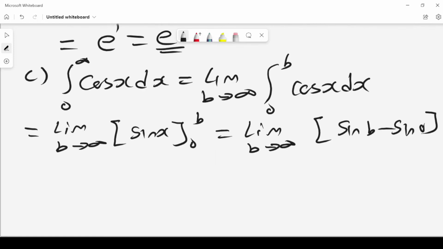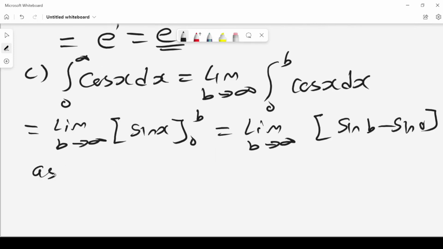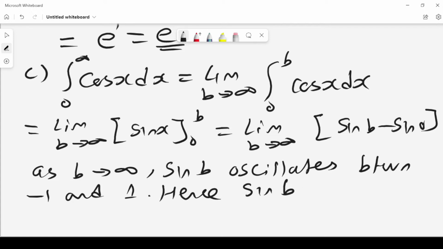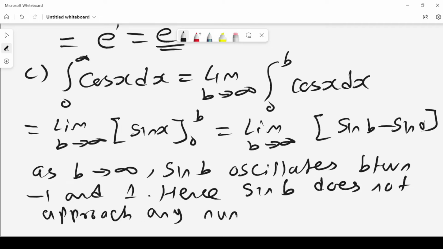And what we know is as b tends to infinity, sin b oscillates between negative 1 and 1. Hence, sin b does not approach any number. So that's what we want to keep in mind.